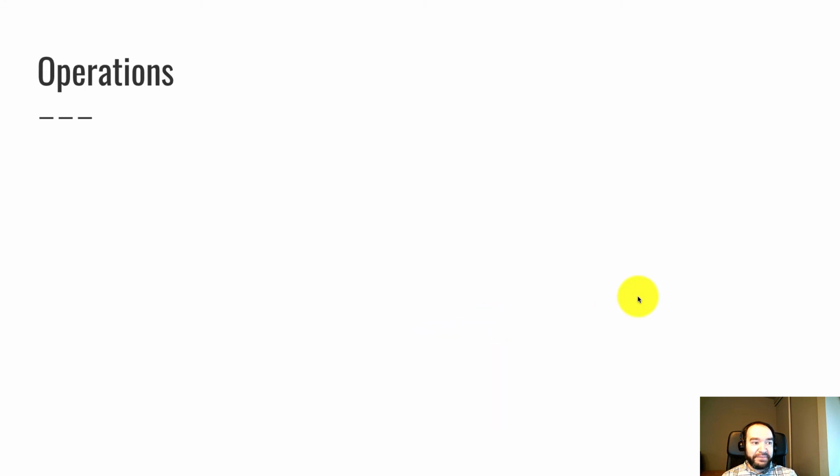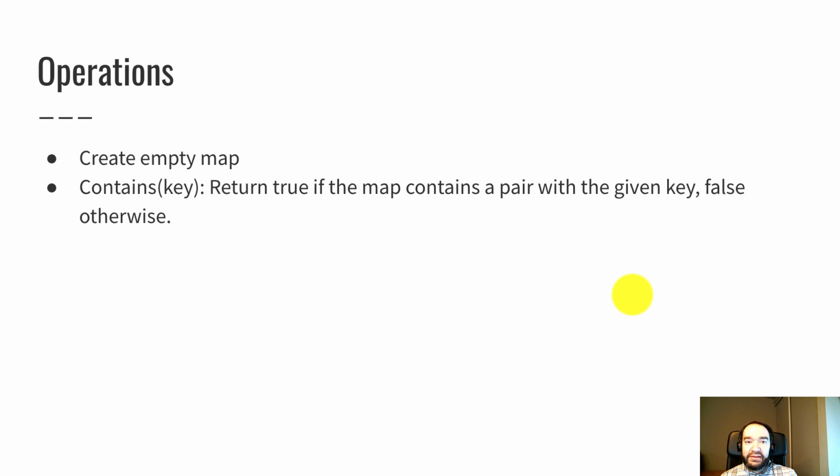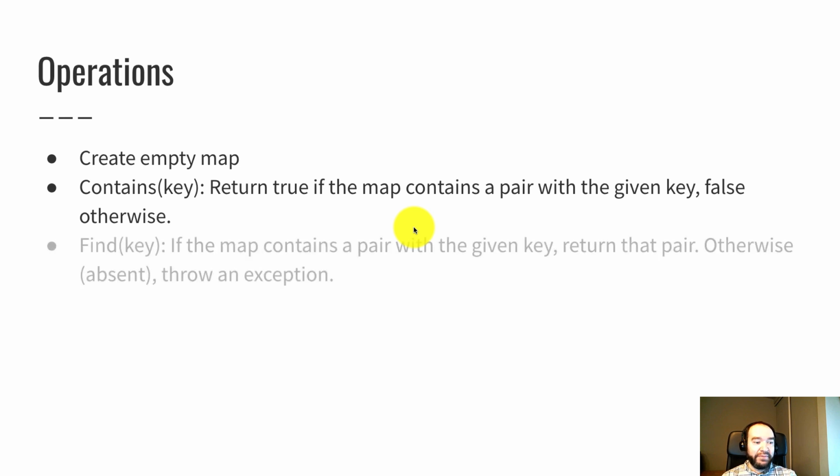It's unclear. Okay, finally we're going to say what the formal operations on the map data type are. You can create an empty one with a constructor. There's a contains search operation. So contains takes a key as an argument and it returns true if the map contains a pair with the given key, false otherwise. So this is a check. Is this key anywhere in the map?